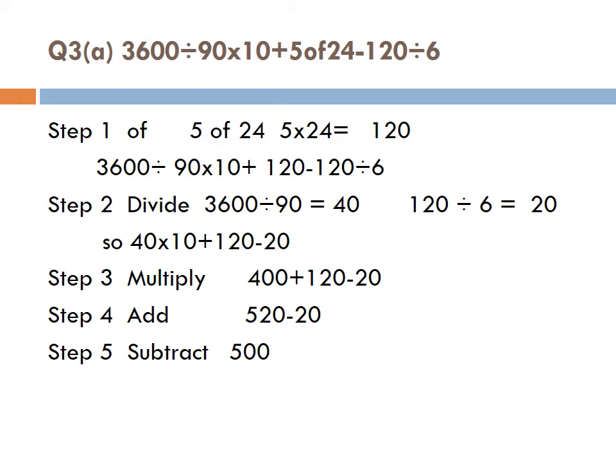Step 2, you have to divide according to the odd mass rule. Division is written between two numbers. 3600 divided by 90 and 120 divided by 6. Answer is 40 multiplied by 10 plus 120 minus 20. Step 3, multiply. 40 into 10 is equal to 400 plus 120 minus 20. Then add 400 plus 120 is equal to 520 minus 20. Okay. Answer is 500.